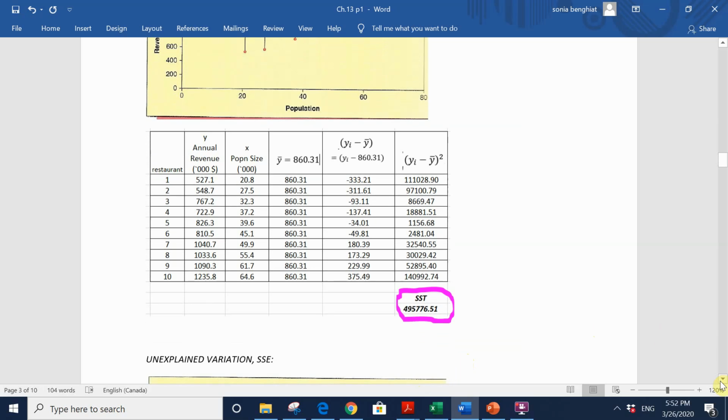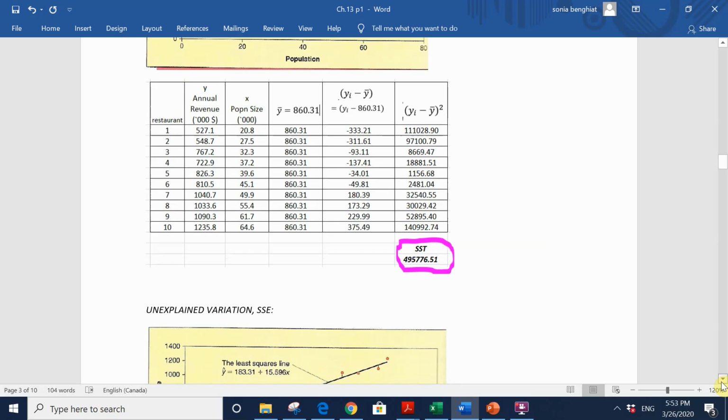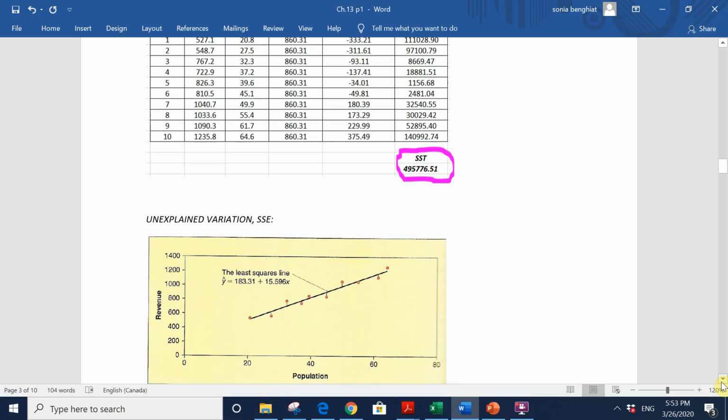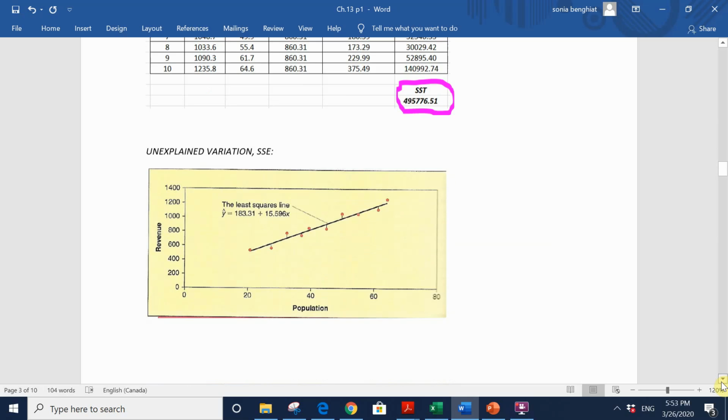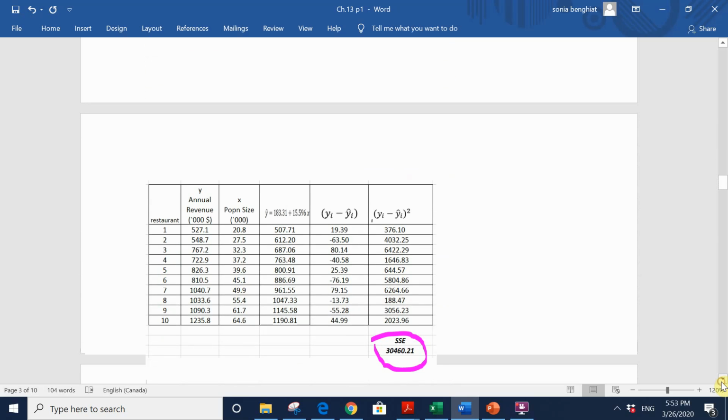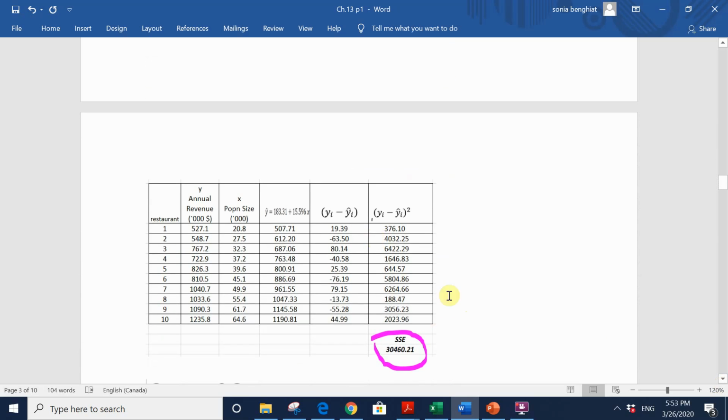So then let's remember again what the unexplained variation is. We looked at that before, but we'll look at it again. That's the SSE, or the sum of squares of the unexplained variation, or the sum of squares of the errors. So here we are, this is what it looks like right here. Here we get once again our SSE. We did that before, and we do it again. We get that same value of 30,460.21.